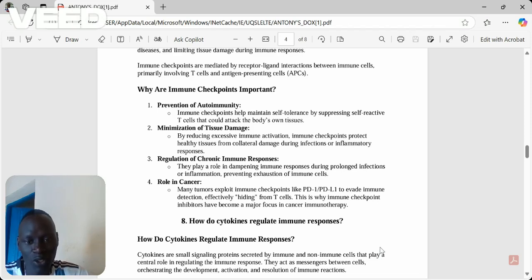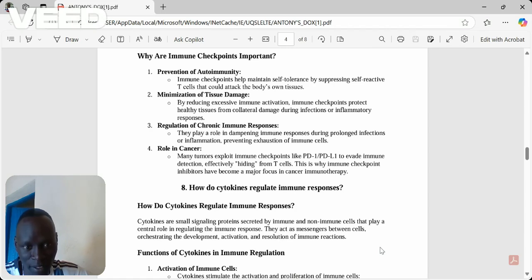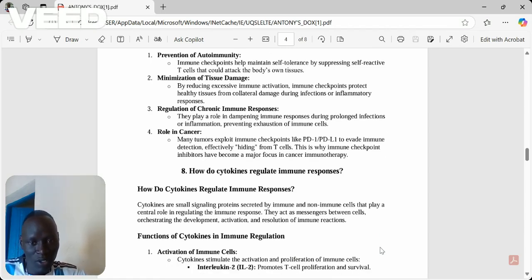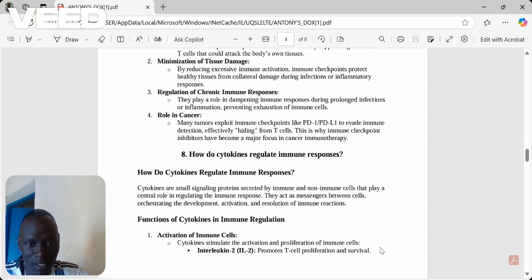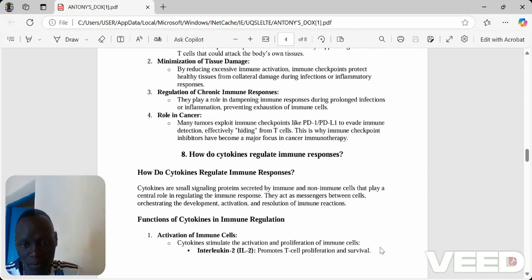How do cytokines regulate the immune system? Cytokines are small signaling proteins secreted by immune and non-immune cells that play a central role in regulating the immune response. They act as messengers between cells, orchestrating the development, activation, and resolution of immune reactions.